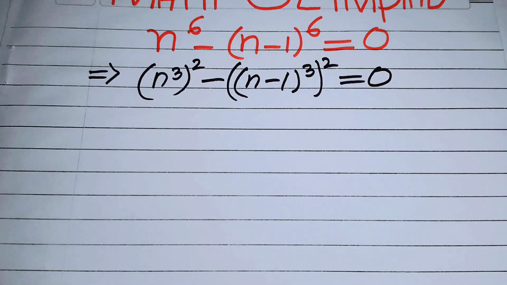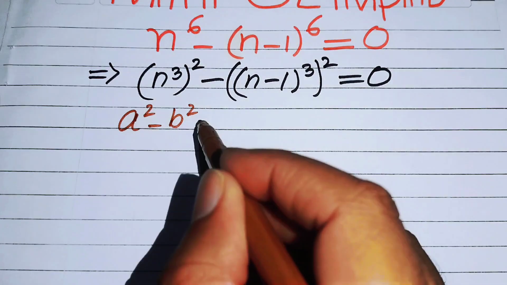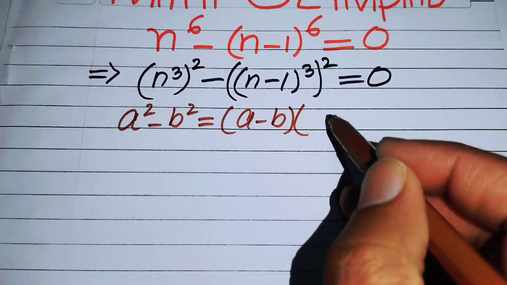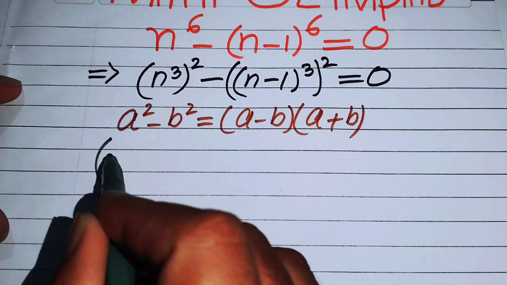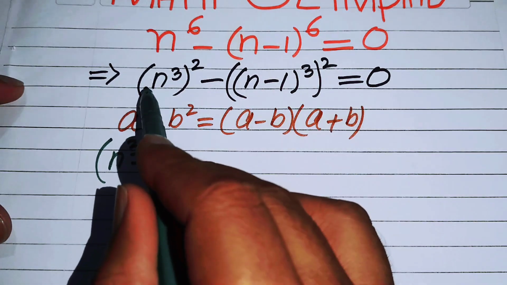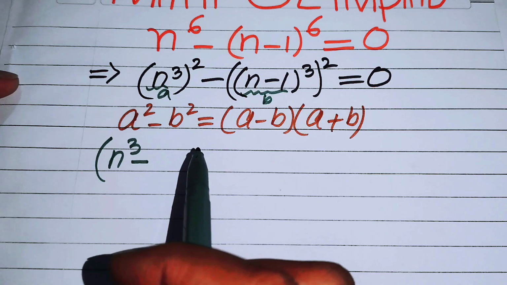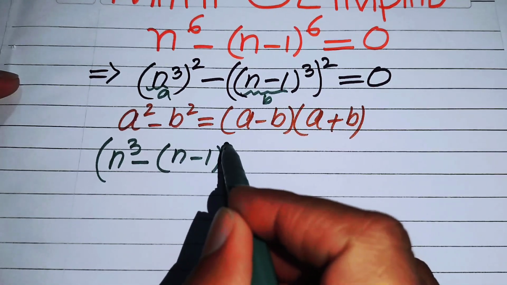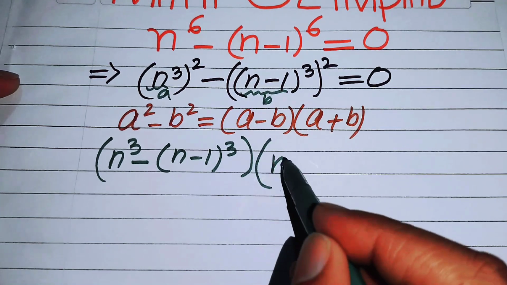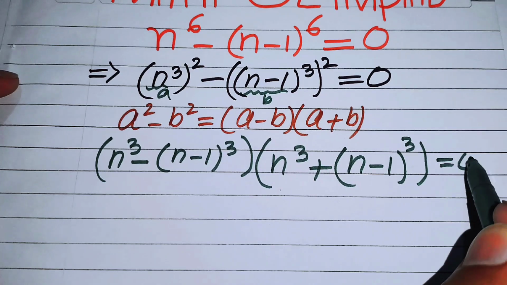So in the next step we will use the nice square identity, and you know about this identity. If we have a squared minus b squared, it equals (a minus b) times (a plus b). So now we use this identity in the above expression, so that our expression will be written as (n cubed minus (n minus 1) cubed) times (n cubed plus (n minus 1) cubed), and it equals 0.